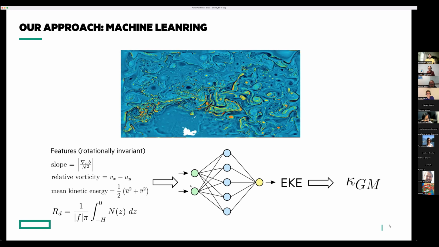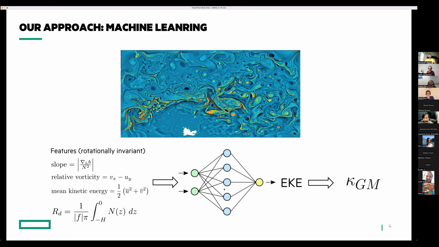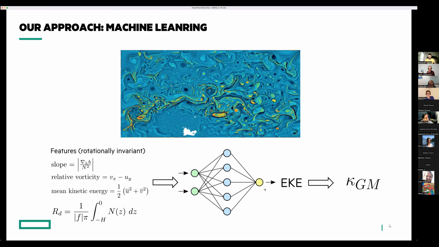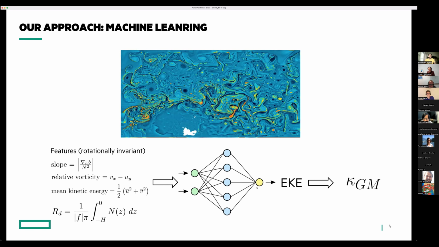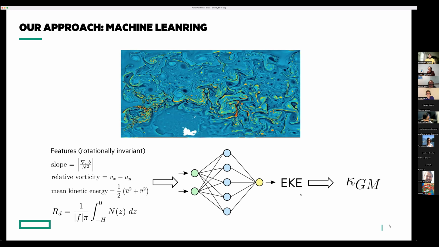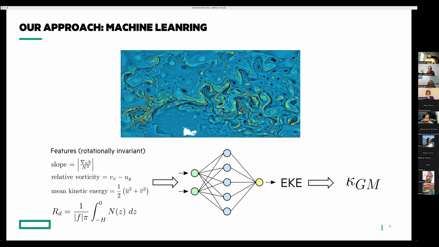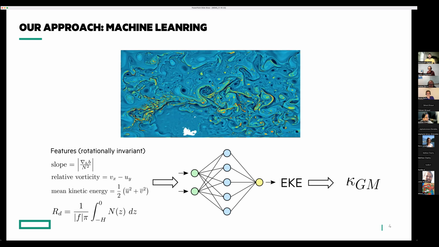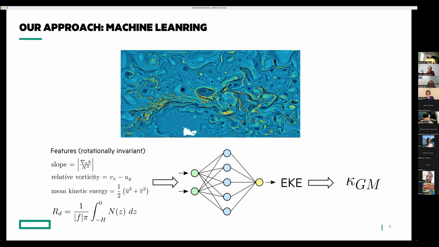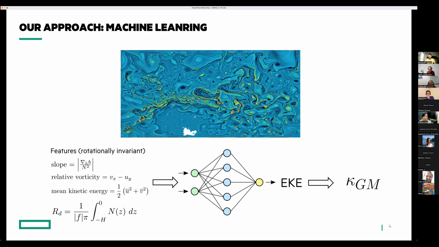So then we built a machine learning model, an artificial neural network, which Al will go over in terms of how we did that, to predict eddy kinetic energy. Al did a lot of the training and validation for that part of it. And then we just used the existing Jansen et al. framework for prognostic eddy kinetic energy to get us a GM coefficient. And we plugged that GM coefficient into the parameterization that was existing in MOM6. So that's basically our idea here, right?